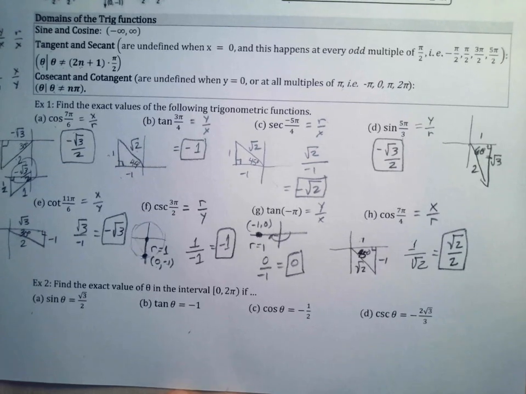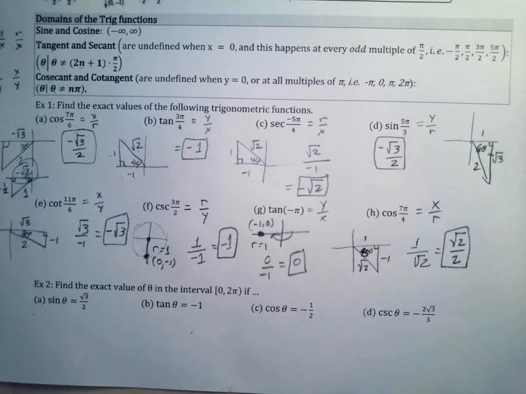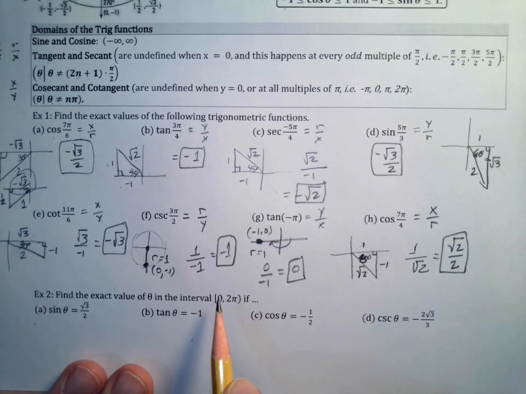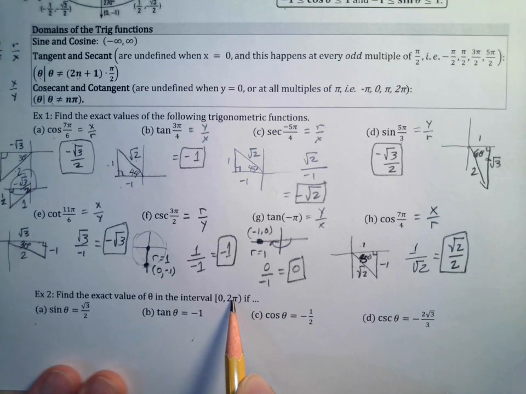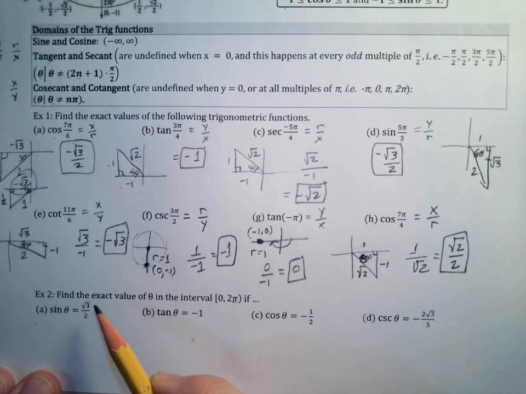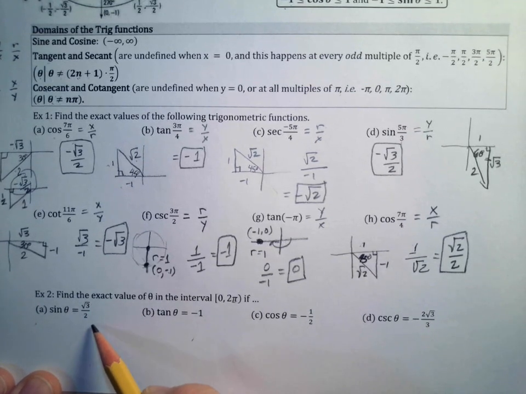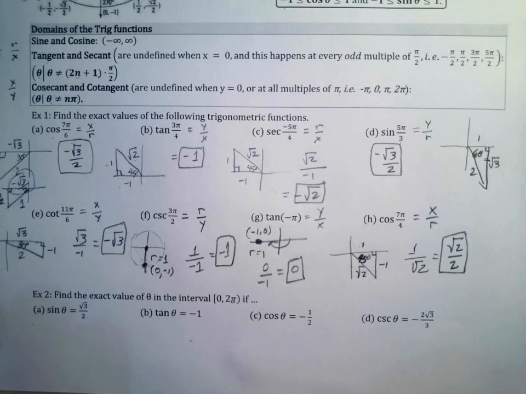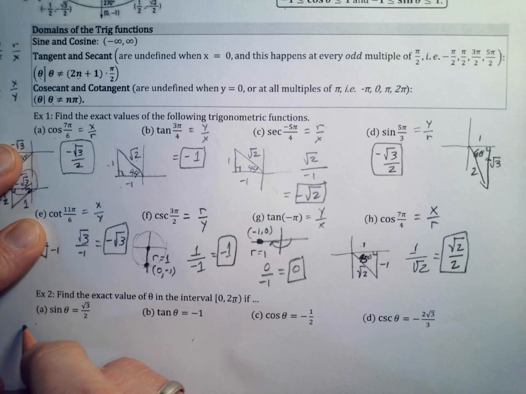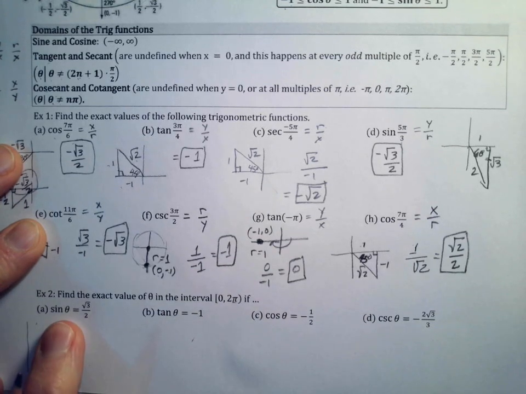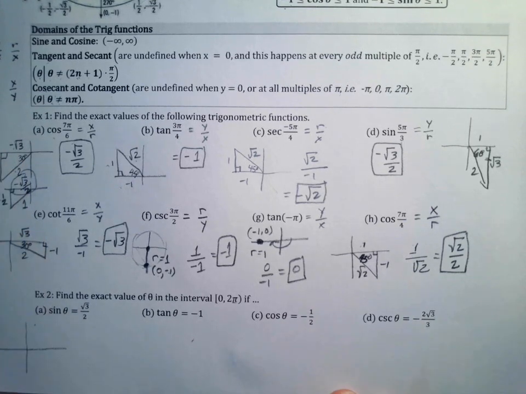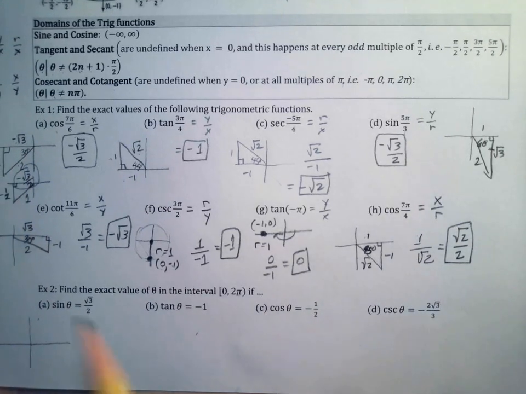All right. On example number 2, it says, find the exact value of theta in the interval of 0 to 2 pi, where the sine of the angle is equal to square root of 3 over 2. So what we want to think about is, we want to draw a picture, right? So sine of the angle is positive. In what quadrants is sine positive?